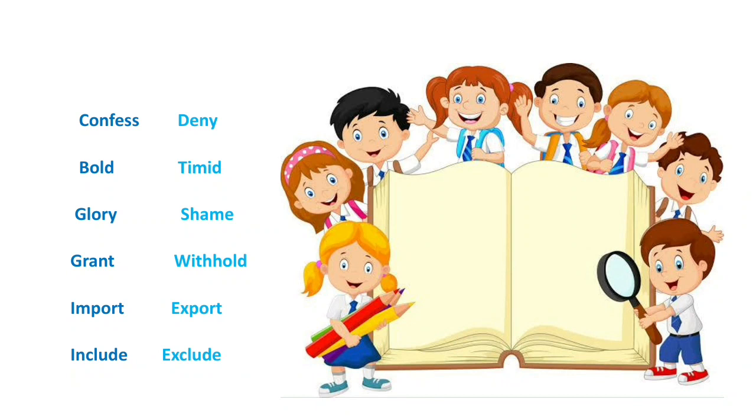Next we have glory, and its antonym is shame. Glory means to earn honor or praise by doing something good, and shame means to feel ashamed or humiliation by doing something wrong. For example, if you do something good in the class, you'll be glorified, and if you do something wrong in the class, you'll feel ashamed, shame. So glory, shame.